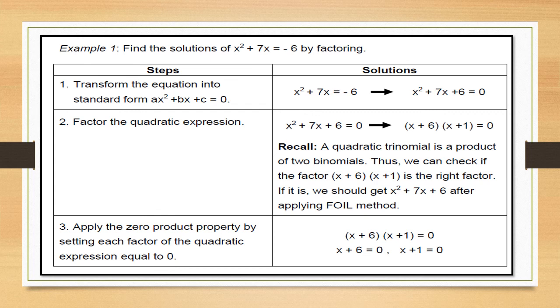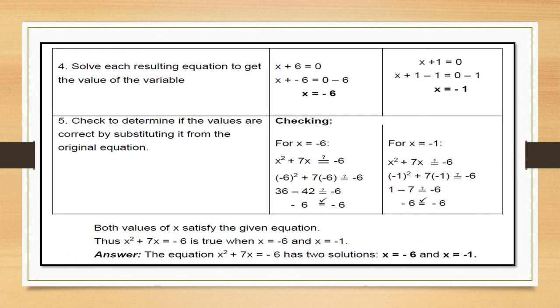Apply the zero product property by setting each factor of the quadratic expression equal to 0. So the quantity of x plus 6 times the quantity of x plus 1 is equal to 0. We equate both factors to 0. Then solve each resulting equation to get the value of the variable. In the first equation, we have x is equal to negative 6, and in the second equation, we have x is equal to negative 1.